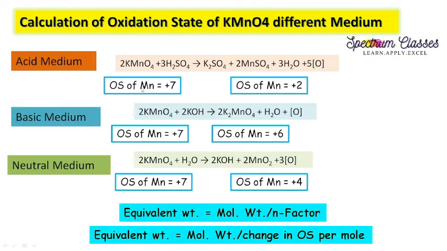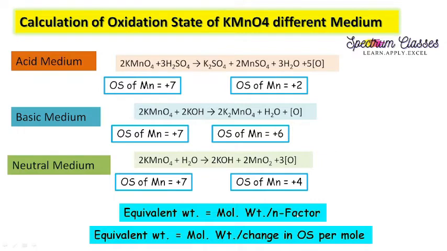What we have calculated in our previous slides is the oxidation state of manganese in acid medium, basic medium, and neutral medium. Now the equivalent weight, right? How are we going to calculate the equivalent weight? So equivalent weight is equal to molecular weight divided by n factor.